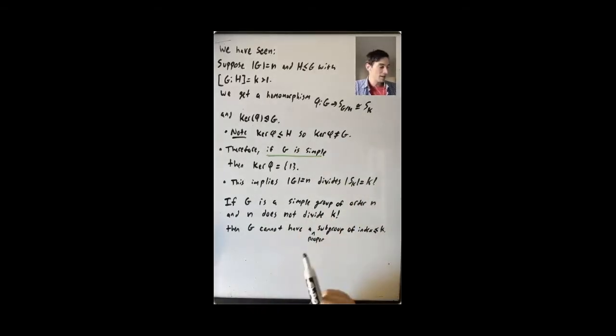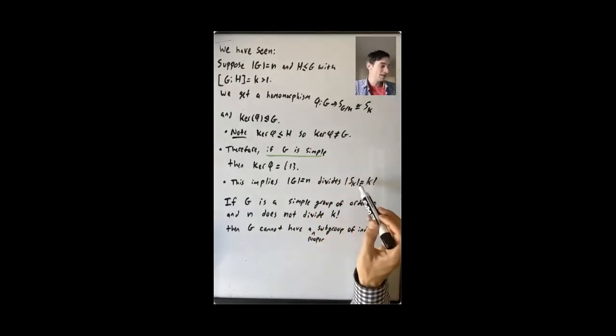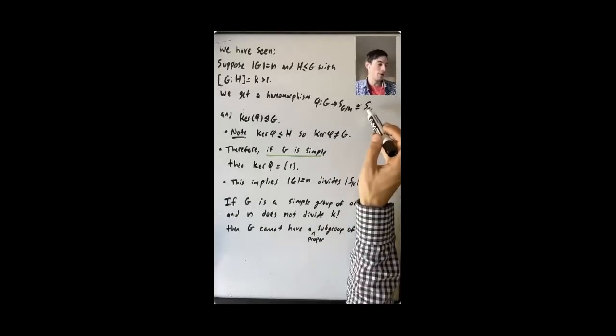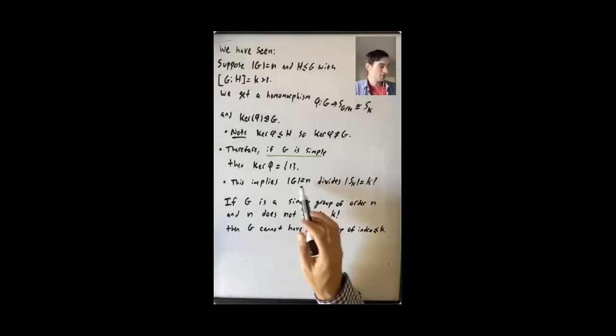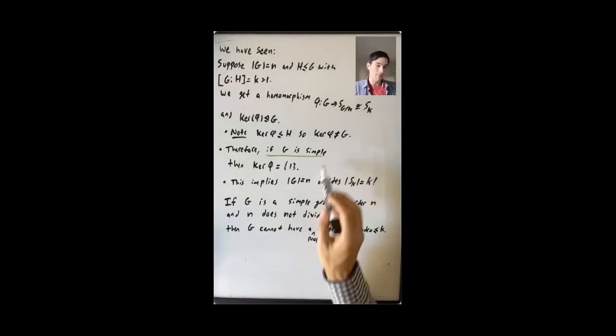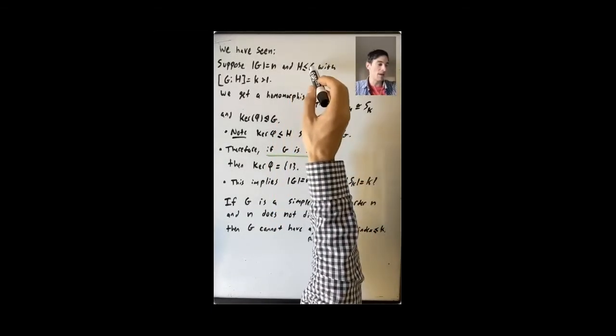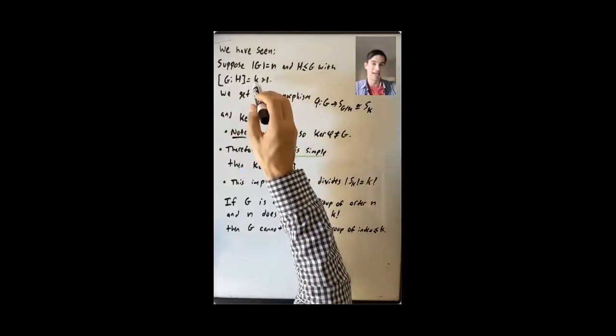This implies that the order of G mod the kernel, which is the order of G, which is n, has to divide k factorial, because G mod the kernel is isomorphic to a subgroup of S_k. So in this case, n divides k factorial. So what does this mean? If G is a simple group of order n, and n does not divide k factorial, then this is not possible. So what that means is G cannot have a proper subgroup H of index k.